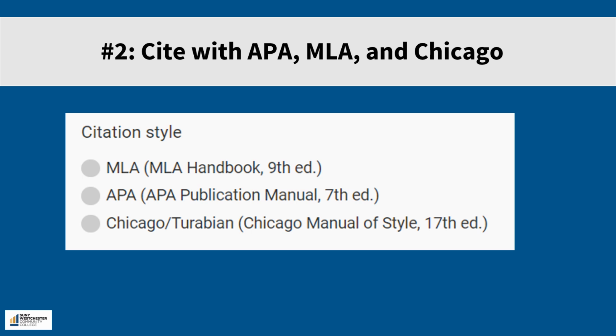Create citations in any of 3 citation styles: MLA, APA, or Chicago. Choose the citation style that meets your project's requirements.